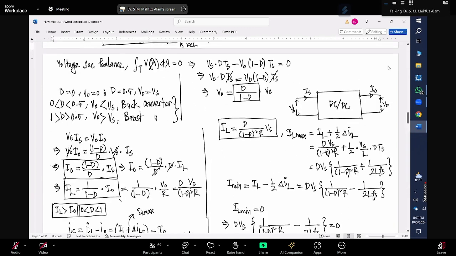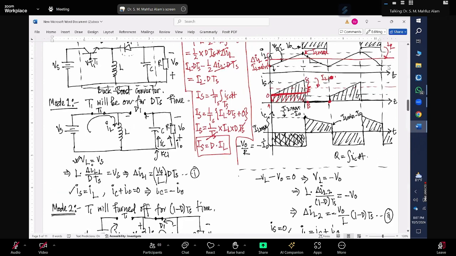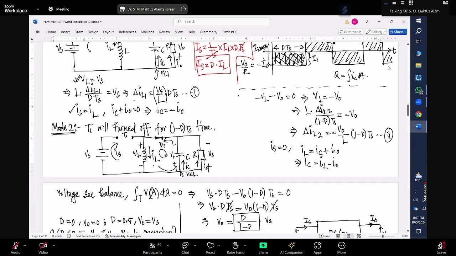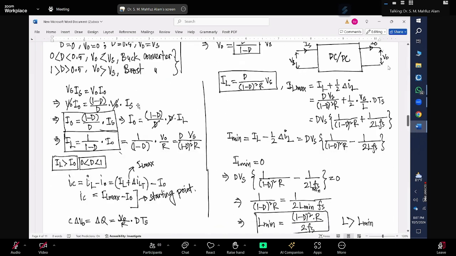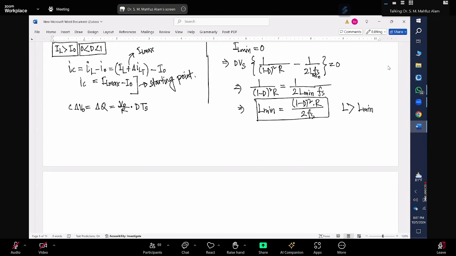That should be the area, because this time is D multiplied by Ts, and this magnitude is nothing but your I naught, which is again V naught over R. So V naught over R multiplied by D into Ts gives you the change in charge. So from that, we can write your C should be V naught over del V naught multiplied by R into D over, instead of T, we can write it as Fs.